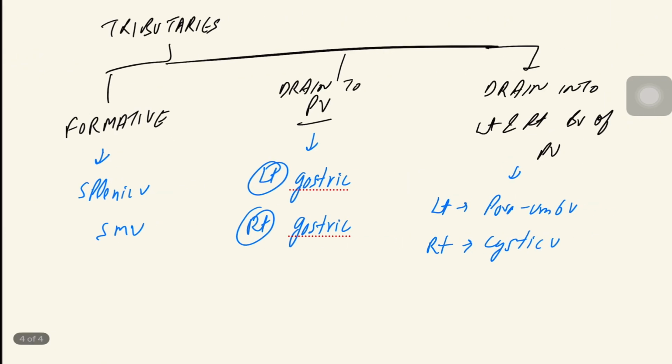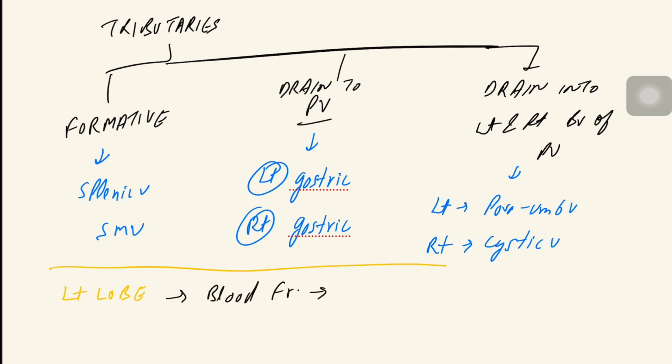So let us write this down. So left lobe receives the blood from splenic vein and right lobe from superior mesenteric vein. I hope this is clear.